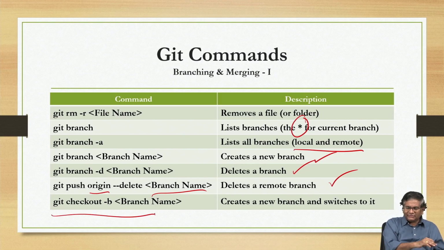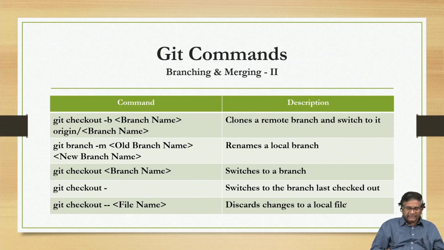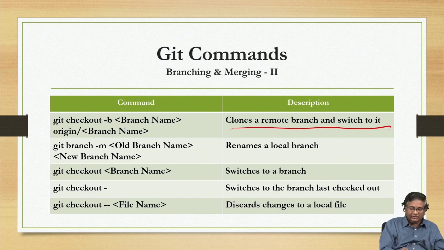It changes from one branch to another. Actually, of course, when you say minus b, it creates a new branch and switches to it. Git checkout minus b clones a remote branch and switches to it. Checkout minus b branch name origin, so this is from the remote, right? Git branch minus m old branch, new branch, so it renames your local branch. This is for renaming. You could use capital M as well.